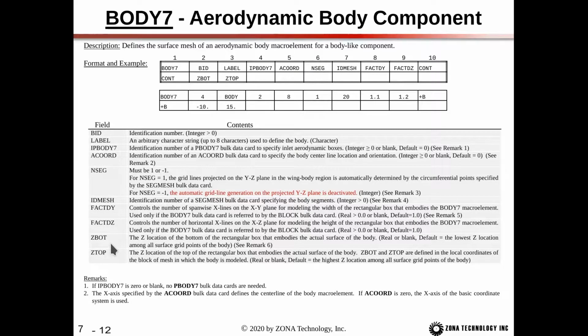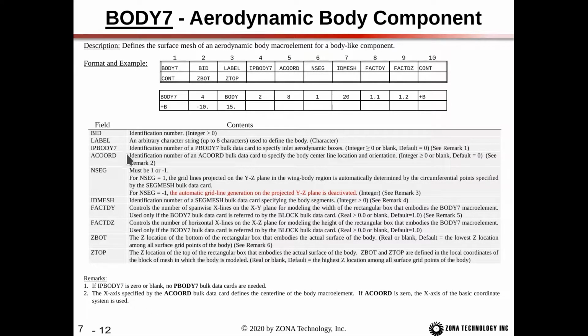Next we have z bottom, or z bot. This is the z location of the bottom of the rectangular box that embodies the actual surface of the body, where if it's blank, then the default is the lowest Z location among all of the surface grid points on the body. And then likewise, Z top is the Z location of the top of the rectangular box that embodies the surface of the body. On the next slide, we'll see what these mean.